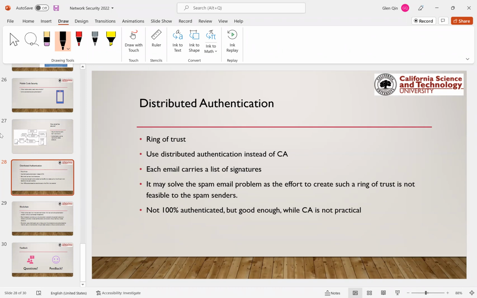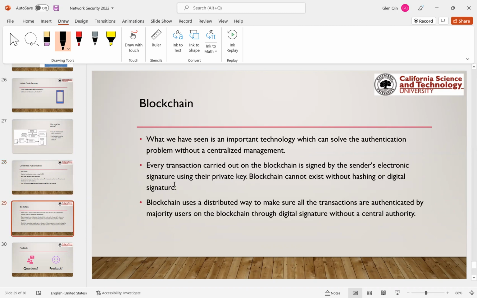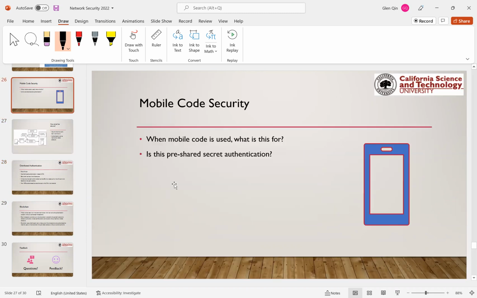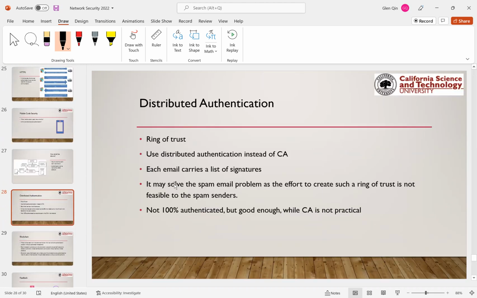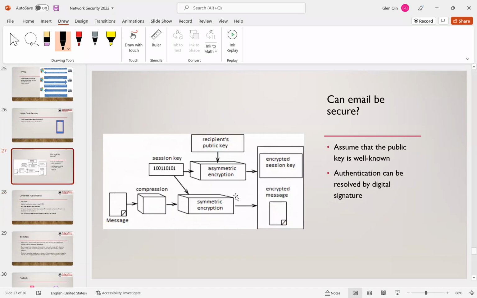So, slide 27, was that just another...? Which slide? Slide 27, was that? Let's see. Oh, this one? Yeah. No, this one is just talking about secure emails. Okay, secure emails. It's the same thing, but I think it's not so important. Okay.